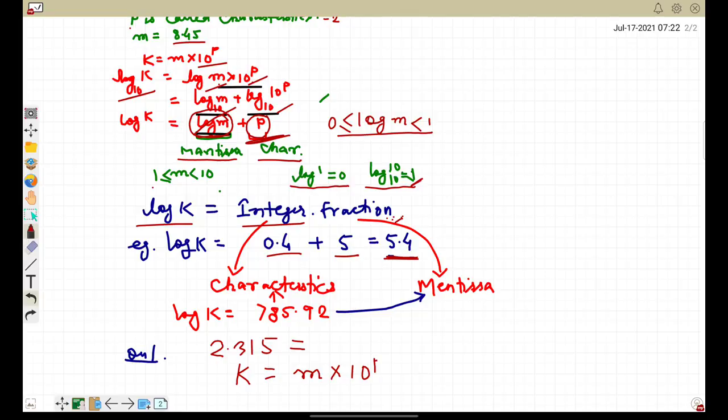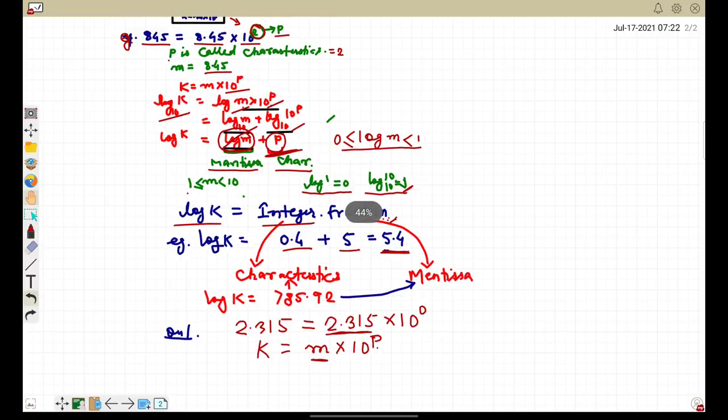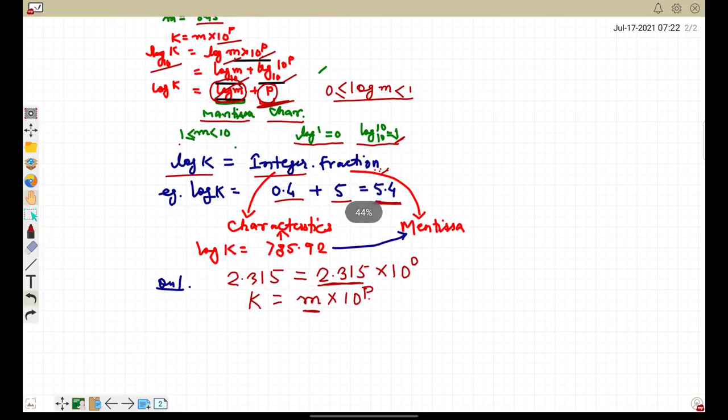So try to write this complete value. This complete value can be written as 2.315 into 10 raised to the power 0. You can check 10 raised to the power 0 because m should lie between 0 to 10. So you can observe 2.315 lies between 0 to 10 and this value is p. First step done. In second step we can take log on both sides.